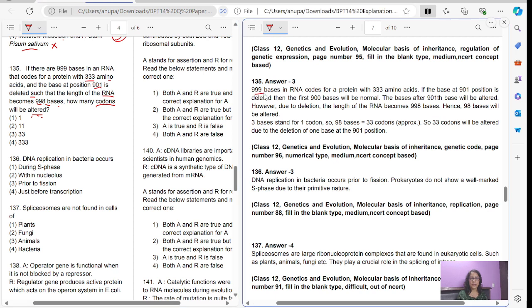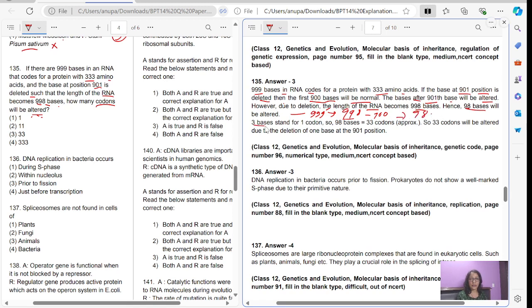So we know that 999 bases in RNA code for a protein of 333 amino acids, and if the base at position 901 is deleted, then the first 900 bases will be normal, meaning they will not be altered. Till 900 bases, the codons will be normal, and the bases after the 901st base will be altered. However, due to deletion, the length of the RNA has now become 998 bases. Hence, 98 bases will be altered, that is 998 minus 900. Until 900 nothing has changed, so 98 bases will change.